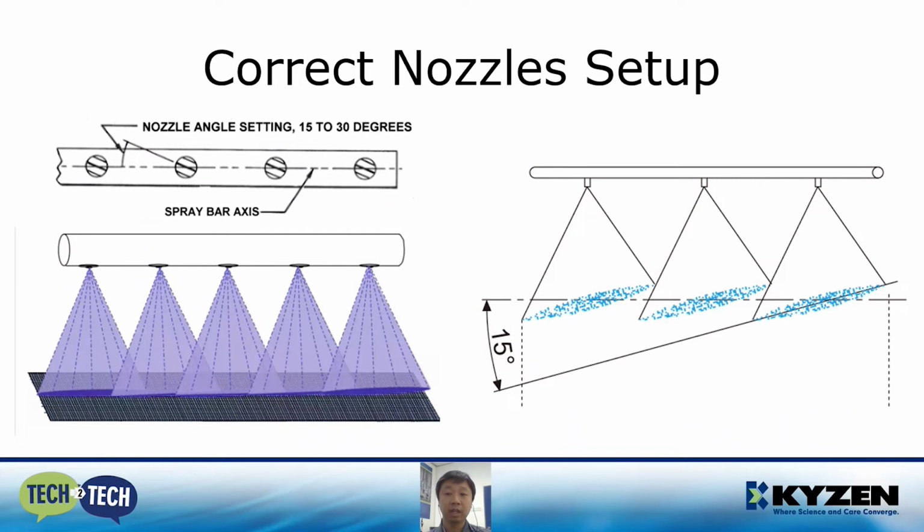So after cleaning the nozzle or replacing it with a new nozzle, installing the nozzle is easy, but you must ensure the spraying pattern is maintained as designated. This is an example of a correct nozzle pattern setup. The nozzle angle is set about 15 to 30 degrees from the spray bar axis. It creates a front and back setup for maximum coverage instead of overlapping itself.